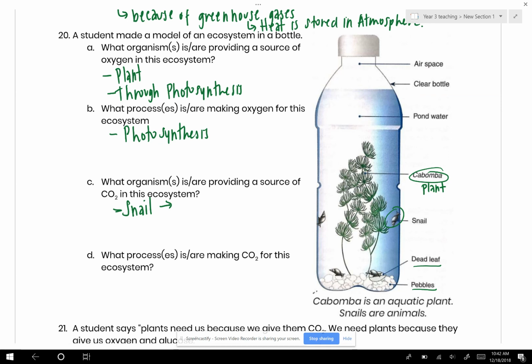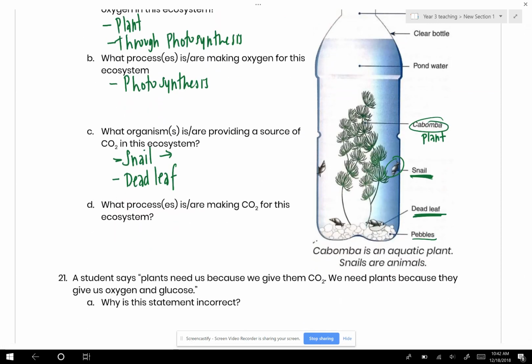We left off with part C, which asks: which organisms are providing the source of CO2 in this ecosystem? There are actually two. We have our friend the snail, and we also have our dead leaf. So we're going to write dead leaf. Then we'll talk about the process that makes this happen. Our snail goes through respiration, and in respiration, CO2 is released.